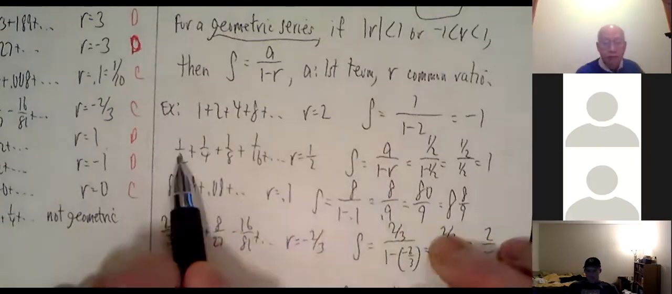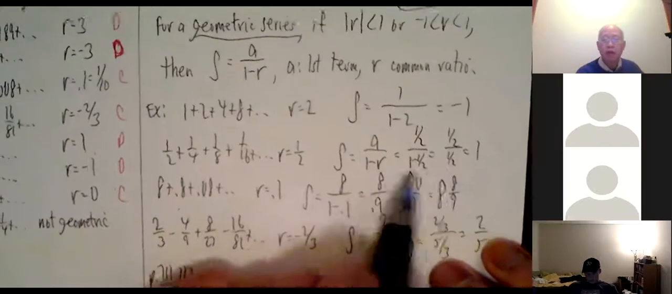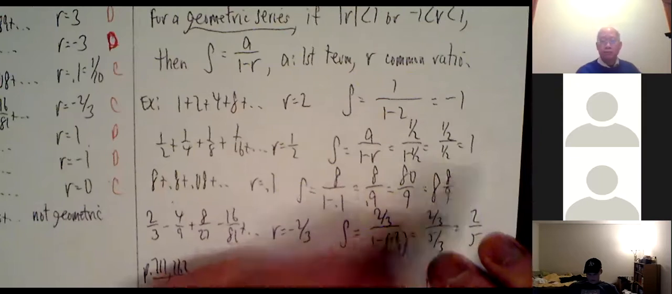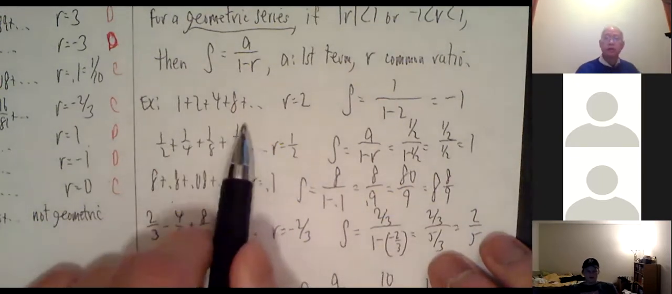Okay, so the first term is 1/2 over 1 minus R, which is also 1/2. So 1/2 divided by 1/2, so 1. This series converges to 1 is the language that we will say.